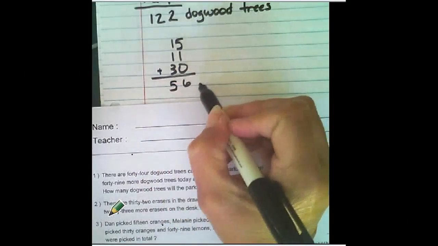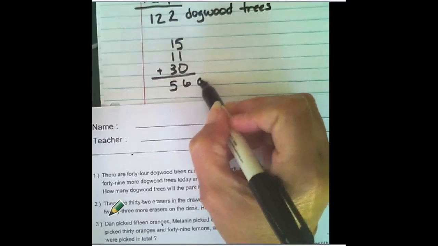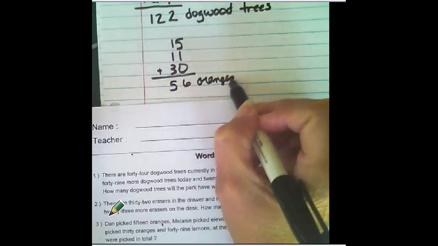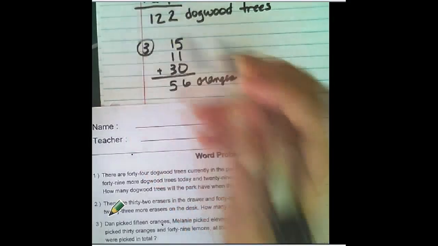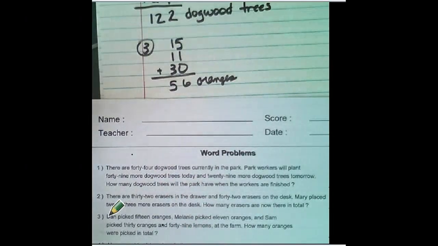So there would be 56 oranges that were picked. If you got 49 more than that, then you also added the lemons. And you need to be really careful when you're working a problem like this to make sure you are looking just for whatever it is they're looking for.